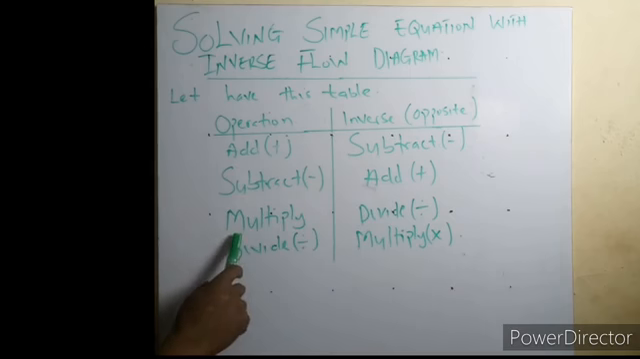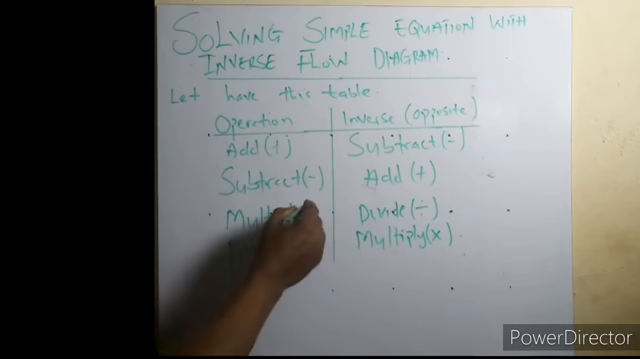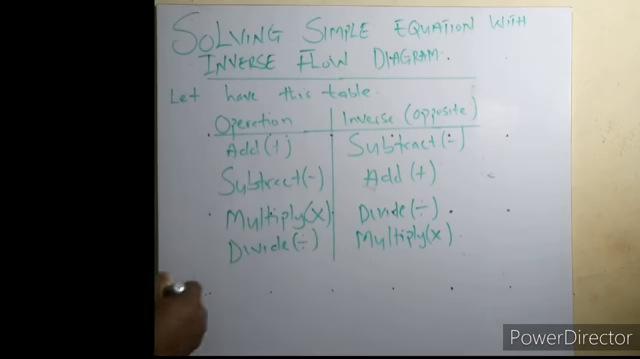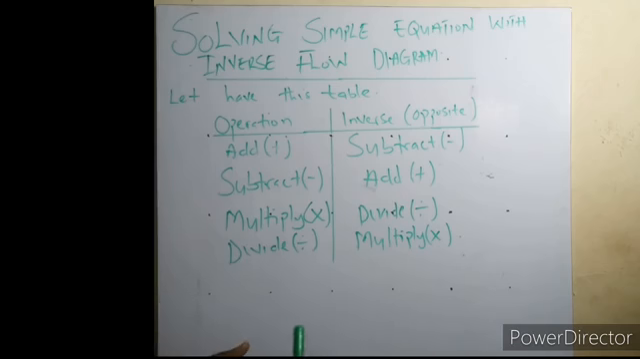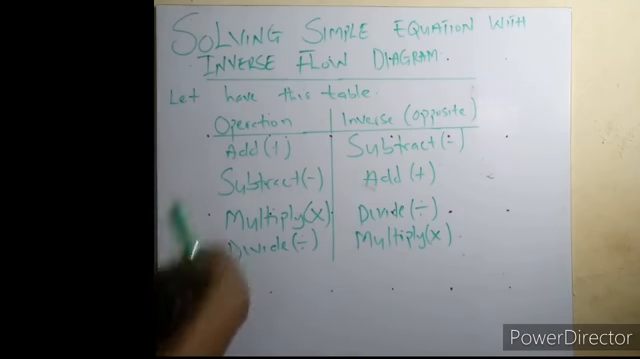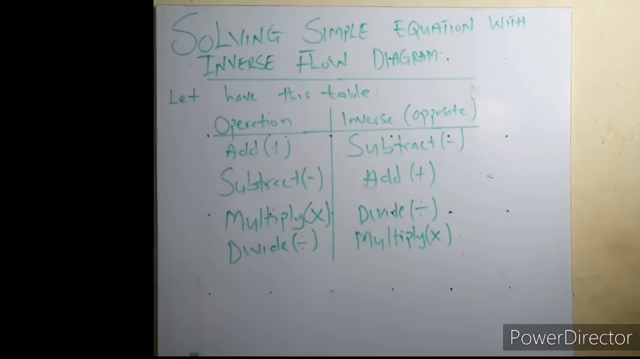So here, multiply. Let me put the sign, multiply. The inverse of multiply is to divide. The inverse of divide is to multiply. What do we mean by this table? This table is telling us that the operation you perform here, you can always undo by using the inverse of the operation, by moving backward to where you are coming from.